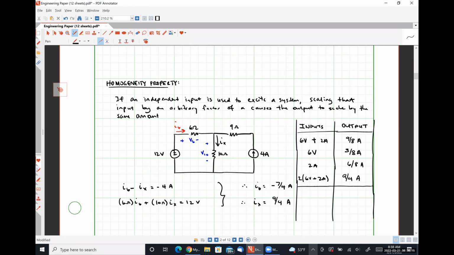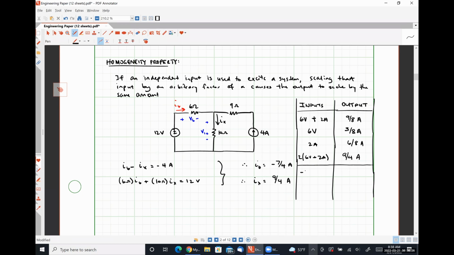that we scaled the voltage source by a factor of -3. So if we applied -3 times our 6-volt source, what would our expected output be with just the voltage source on? -9/8, right? We would just multiply the output when the 6-volt source was on by itself by a factor of -3. So absolutely right, -9/8 of an amp.